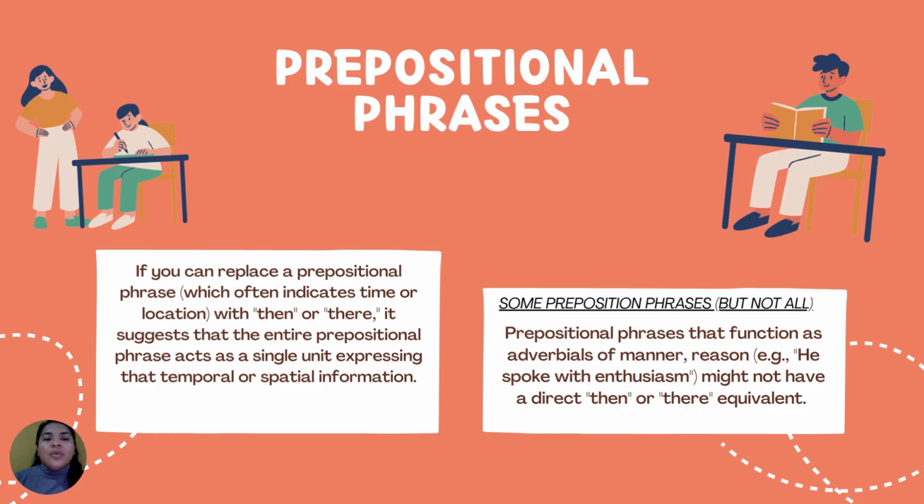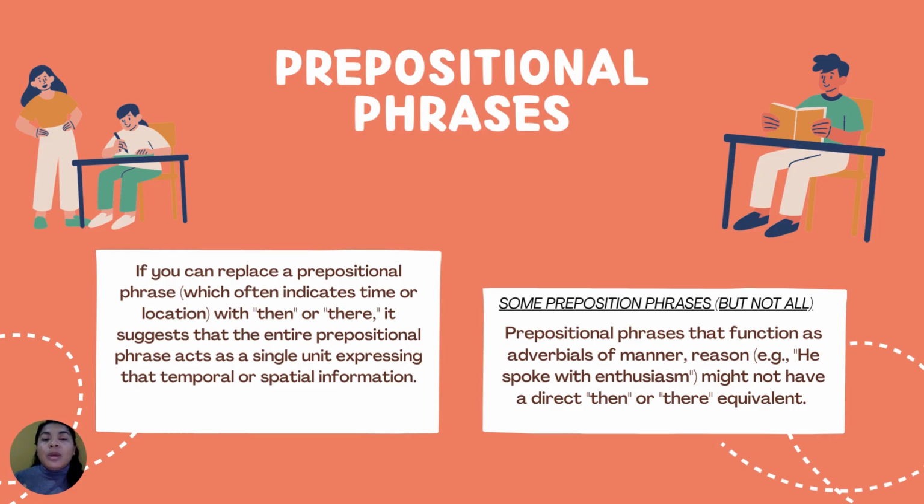Now we are going to continue with prepositional phrases. If you can replace a prepositional phrase, which often indicates time or location, with "then" or "there," it suggests that the entire prepositional phrase acts as a single unit expressing that temporal or spatial information. Pay attention to this. I'm going to use "then" when it refers to time, and I'm going to use "there" when it refers to location. Okay?